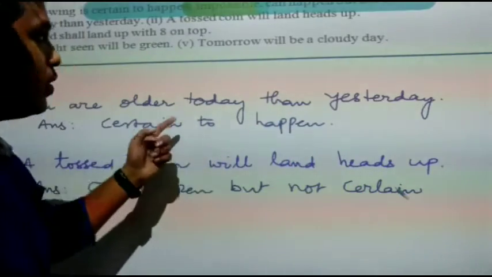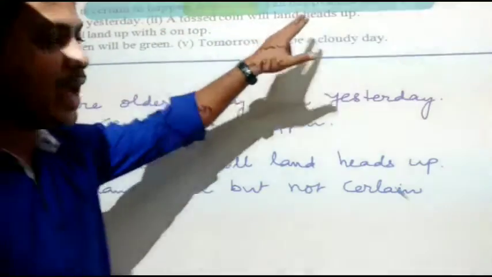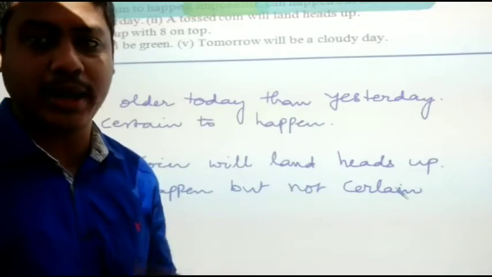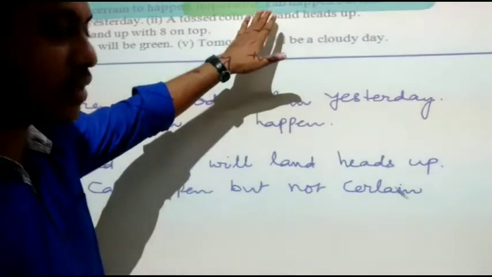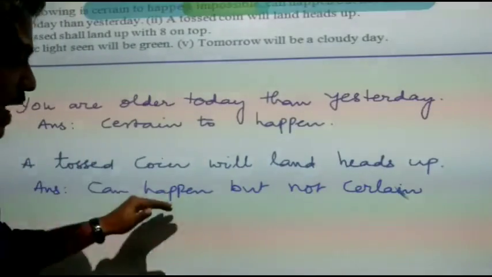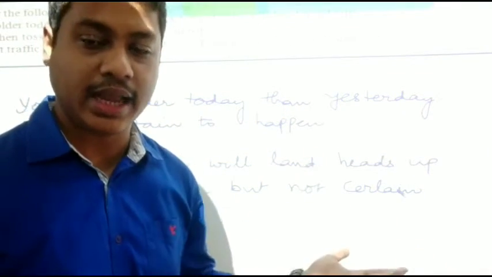Okay, the first answer will be certain to happen. Second one, a tossed coin will land heads up. Obviously, it will be either a head or a tail. So it is not certain that a tossed coin will land heads up. You have to write the answer as can happen, but it is not certain. It can be tail also.